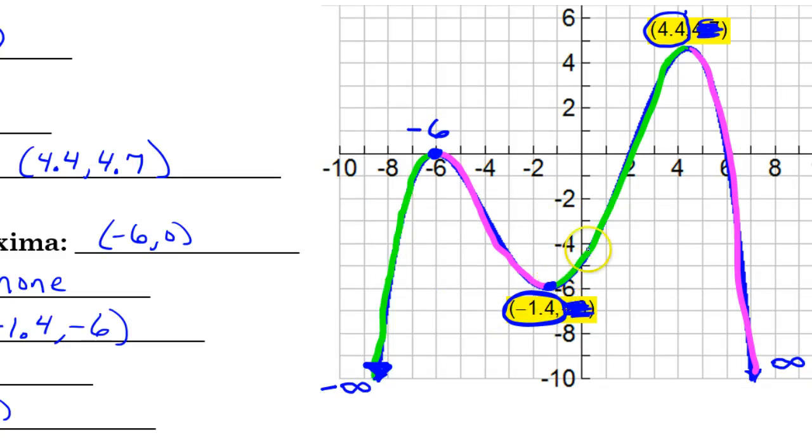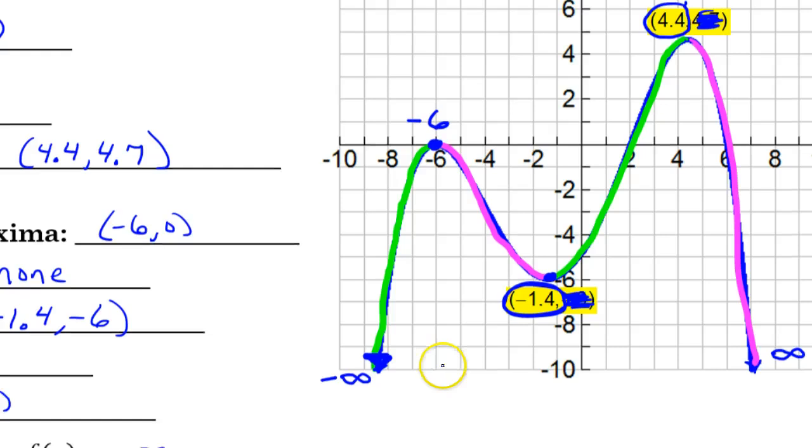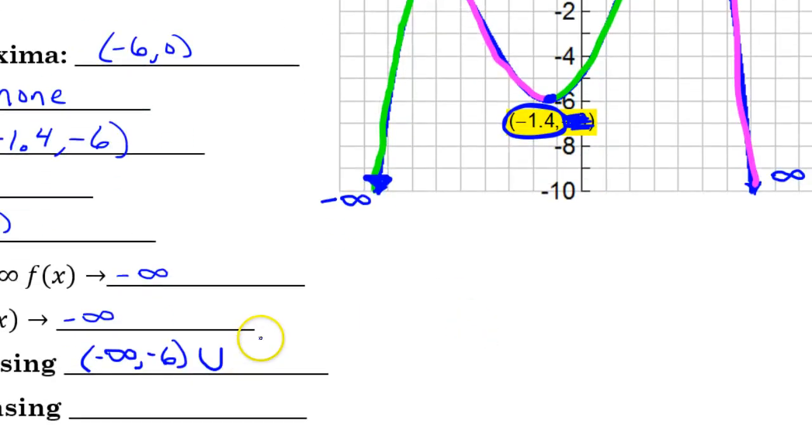The other increasing interval shown here in green goes from -1.4 to 4.4. Increasing and decreasing intervals are always shown with parentheses, not square brackets, because right at the borderline, it's neither increasing nor decreasing. It's right in between.